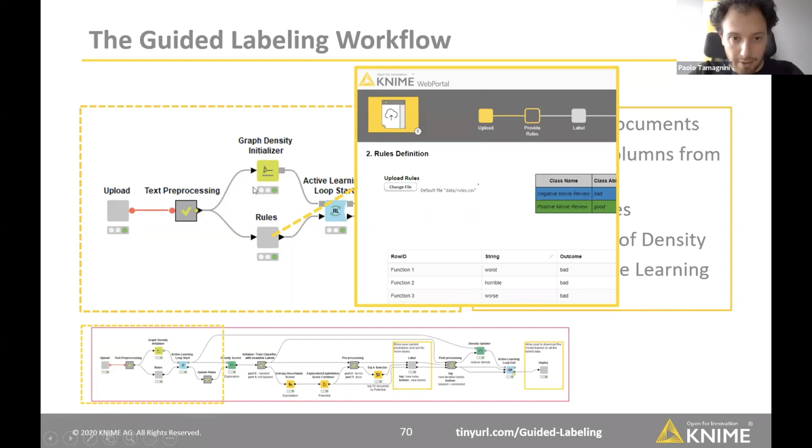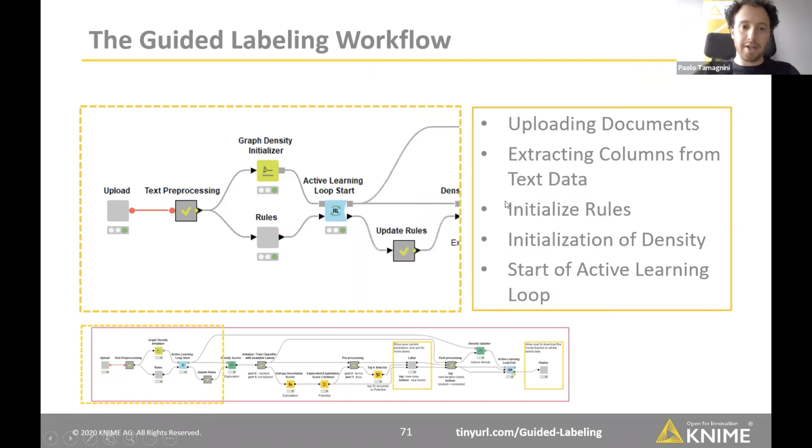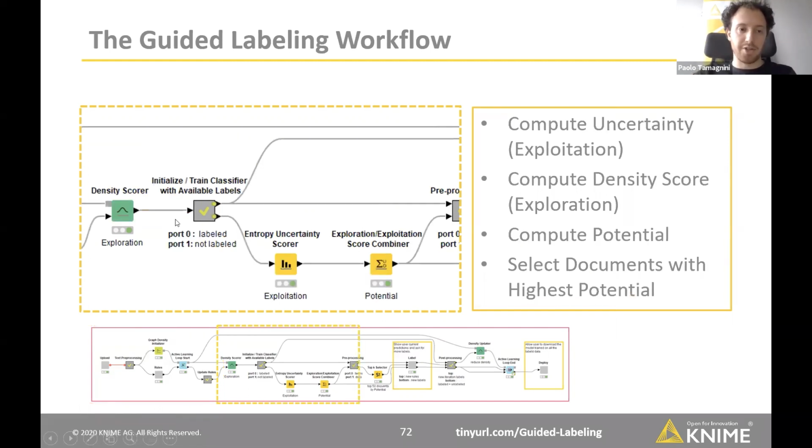Here we initialize the density score using the graph density initializer node, and then we have another component to provide the rules using this table editor node. Then we start the active learning loop, and we start the human loop. So we need to update the rules, which is useful starting from the second iteration in case the user changed the rules.